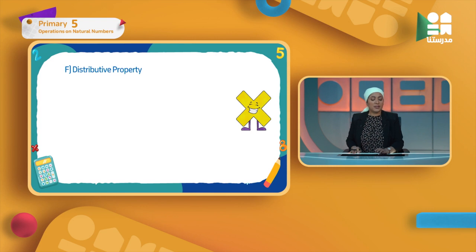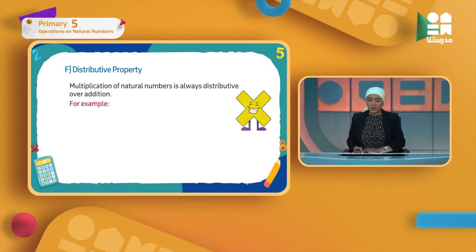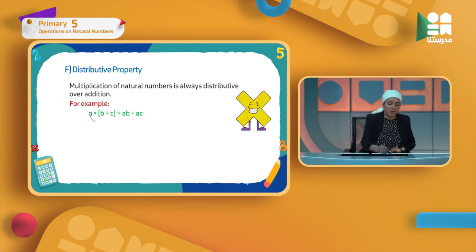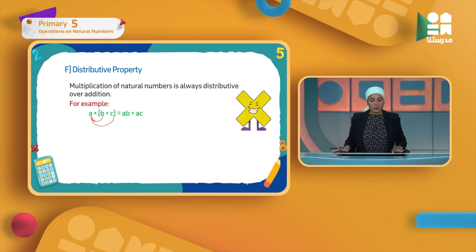The last one is distributive property. Distributive property يعني بوزع. طيب, what is the thing that I distribute and how I distribute it? Multiplication of natural numbers is always distributive over addition. This is true because as you see here, A times between brackets B plus C, it is the same as A times B alone plus A times C alone. إزاي in numbers?